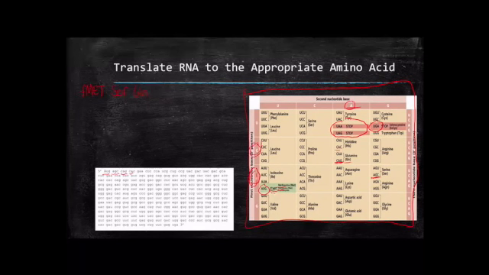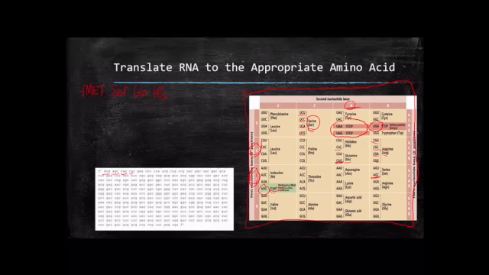And some of them have the same amino acid. Like serine, SER, has 4 triplets that it could be to become serine. So just like arginine, 4 of them. Not all triplets code for a different amino acid.